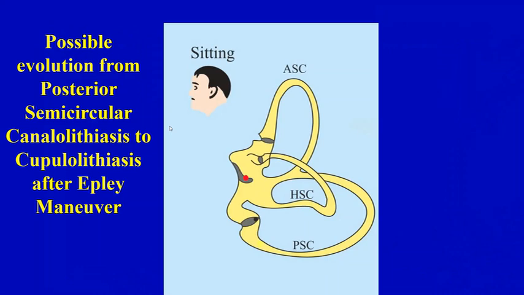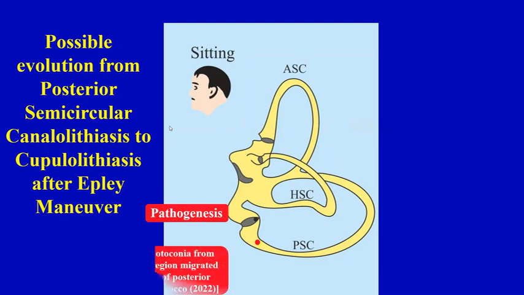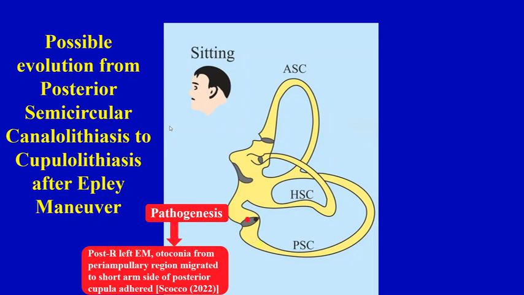How did the evolution of posterior semicircular canalolithiasis to cupulolithiasis occur after the Epley maneuver? Initially, the otoconial debris went into the periampullary location from the utricular macula, as you see here by this animation. While the patient was repositioned with the Epley maneuver a day earlier at her house, the otoconial debris, instead of getting embedded into the utricular macula, got onto the short arm side and got adherent on the short arm side of the left posterior cupula, and that resulted in left posterior semicircular cupulolithiasis.